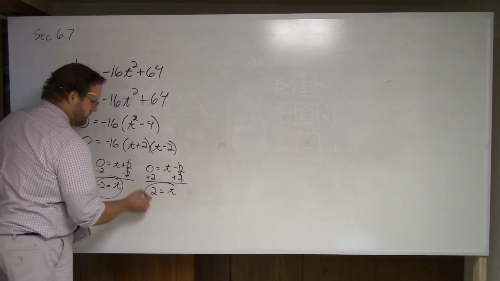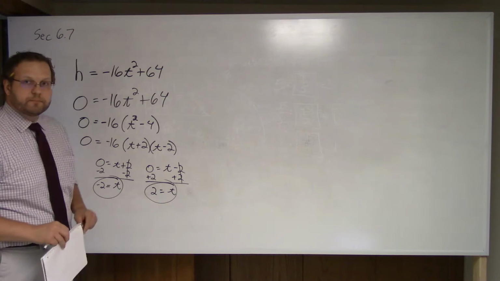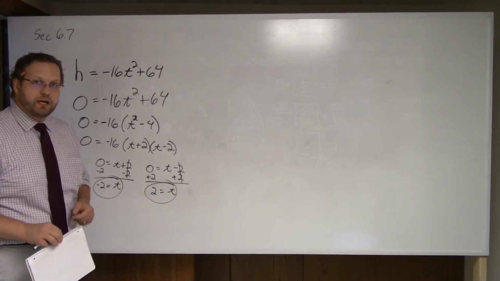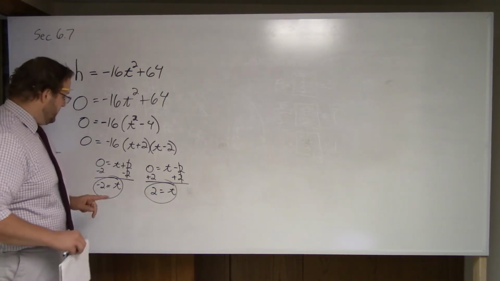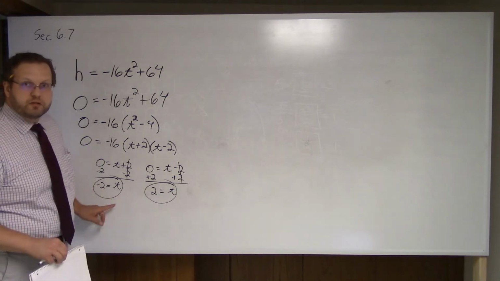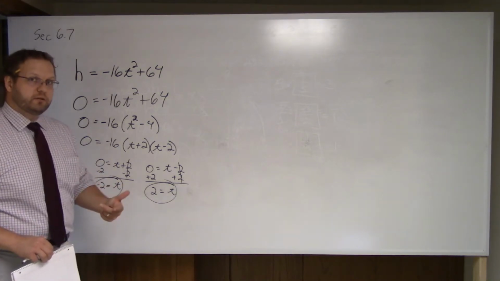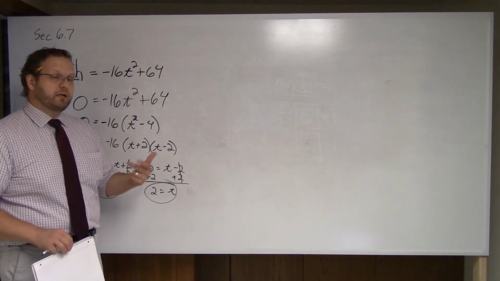And here are our 2 answers. Now, we should expect 2 answers from a quadratic. Here's the issue though. Okay? One of these is garbage. It's what we call an extraneous solution. It's just an extra byproduct of the process.